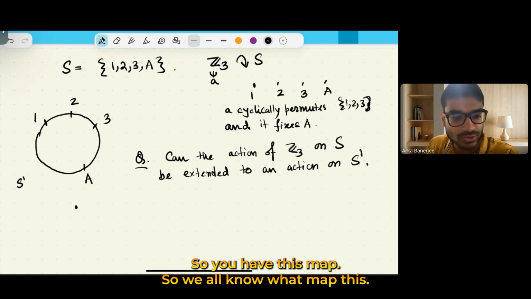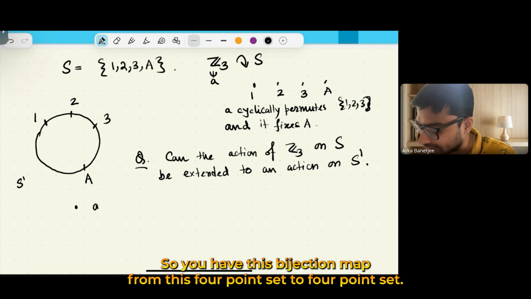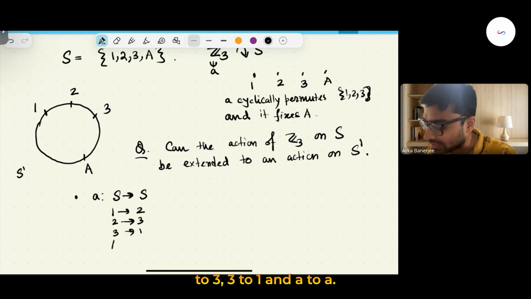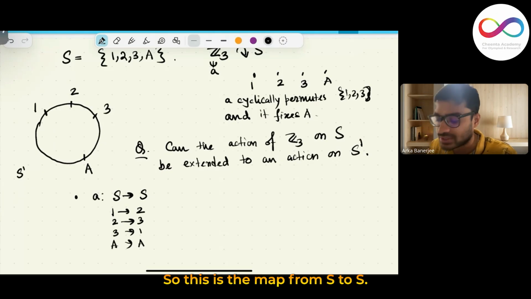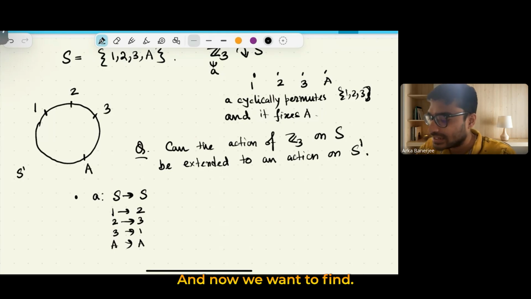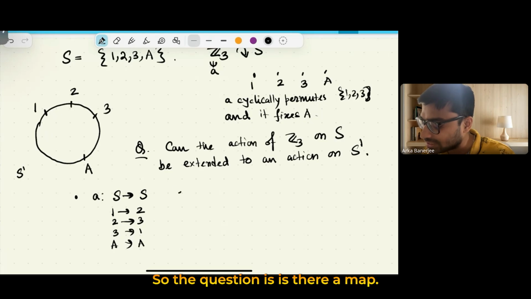So we all know what maps are. You have this bijection map from this 4-point set to a 4-point set. What it does is it sends 1 to 2, 2 to 3, 3 to 1, and A to A. So this is the map from S to S.